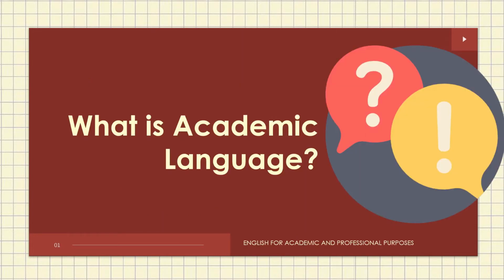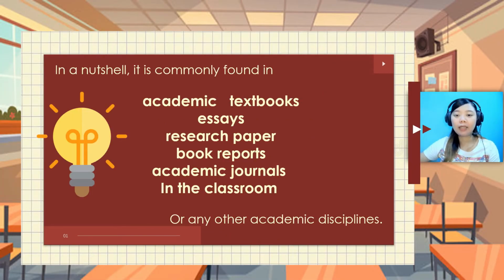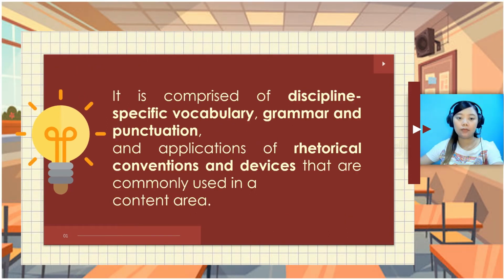To begin with, what is academic language? In a nutshell, academic language is commonly found in academic textbooks, essays, research papers, book reports, and academic journals, and it is also used in the classroom. Since it is a formal language, it is also used in other academic disciplines. Academic language is comprised of discipline-specific vocabulary, grammar and punctuation, and applications of rhetorical conventions and devices that are commonly used in a content area.